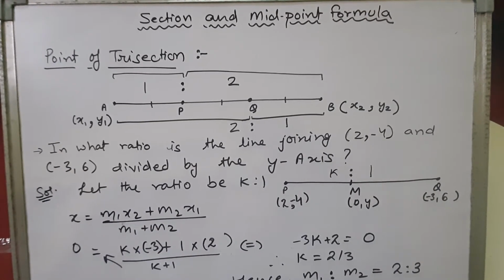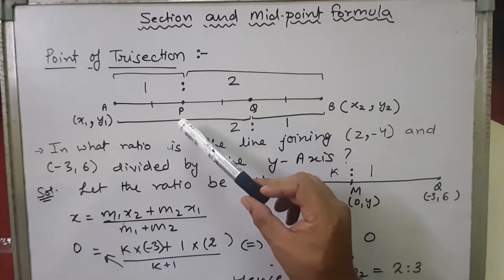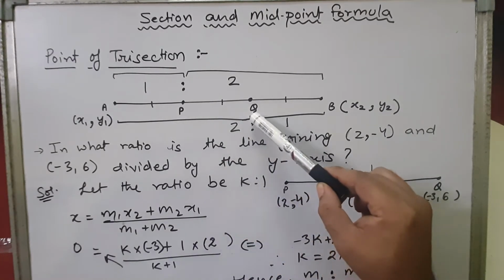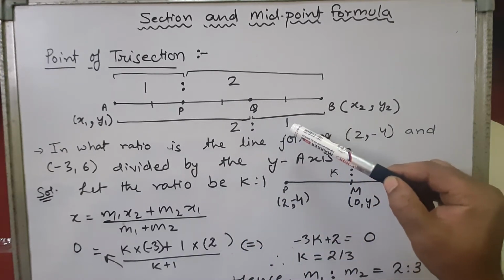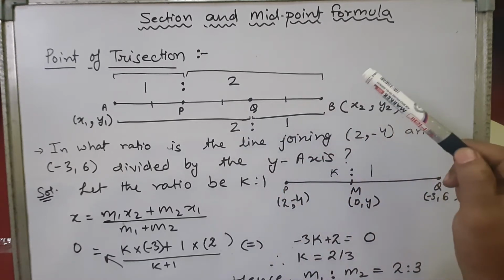Let's see another point, children. Now we have to find the points of trisection. So there will be 2 points of trisection. What does trisection mean? Suppose there are 2 given points A and B, and there are points which divide this line AB into 3 equal parts. Now we can see here this AB is divided by P and Q such that AP, PQ and QB are of equal length. So P and Q are the points of trisection.